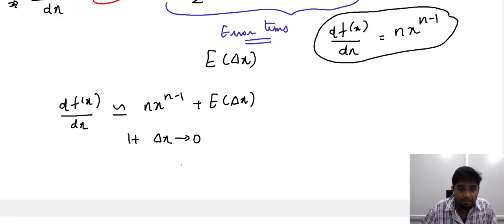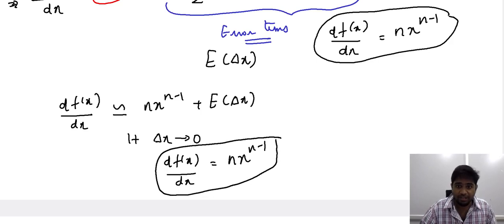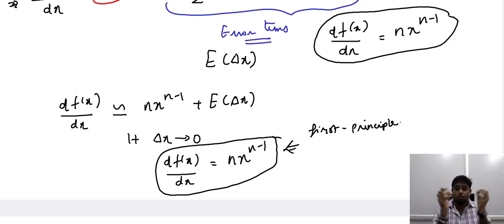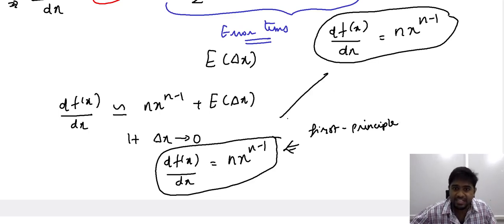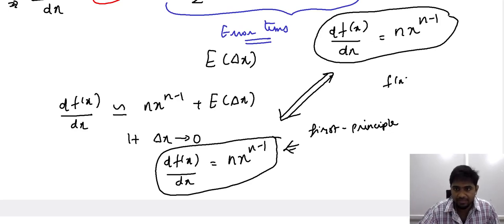So ultimately, when we impose the condition limit delta x tends to 0, the derivative becomes equal to this expression here. Now we derived this starting from the first principle description of what a derivative is. As you can see, this expression is identical to the formula that we use to calculate the derivative of a known function, f of x power n.